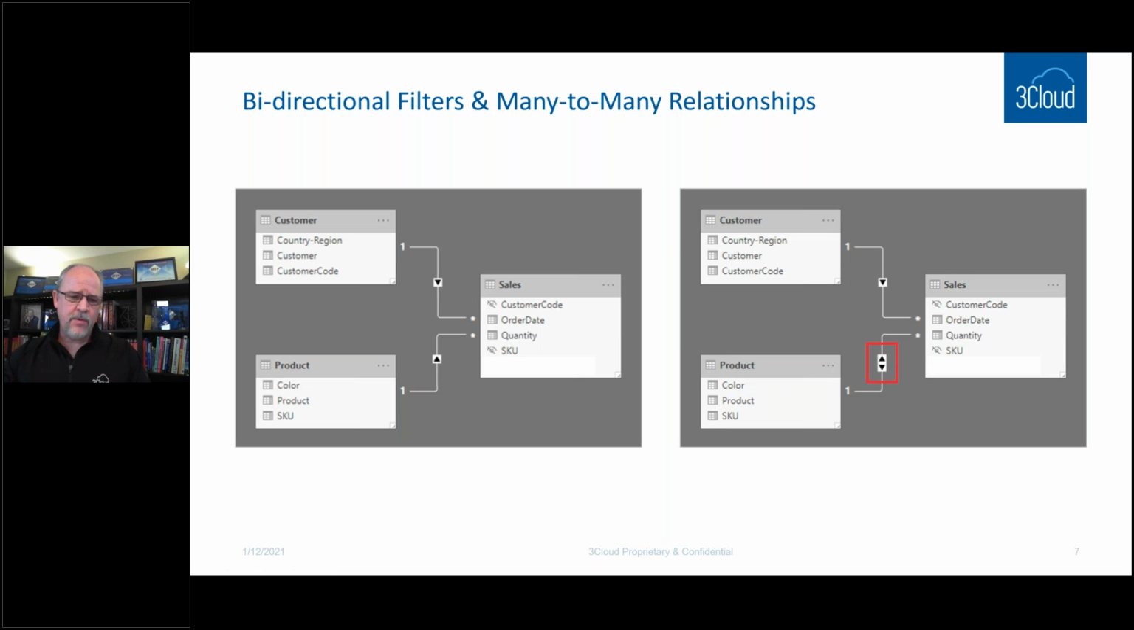This is not the only way to achieve this requirement, but it is an easy way to achieve the requirement, and that is to change the filter direction on this relationship to be bi-directional. And that means that now we can filter the product table from the sales table. Well, why wouldn't you just want to do that all the time?